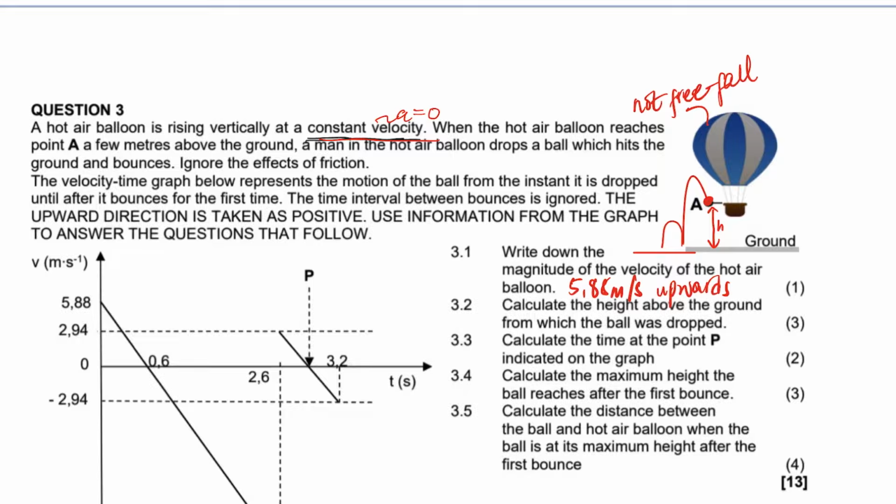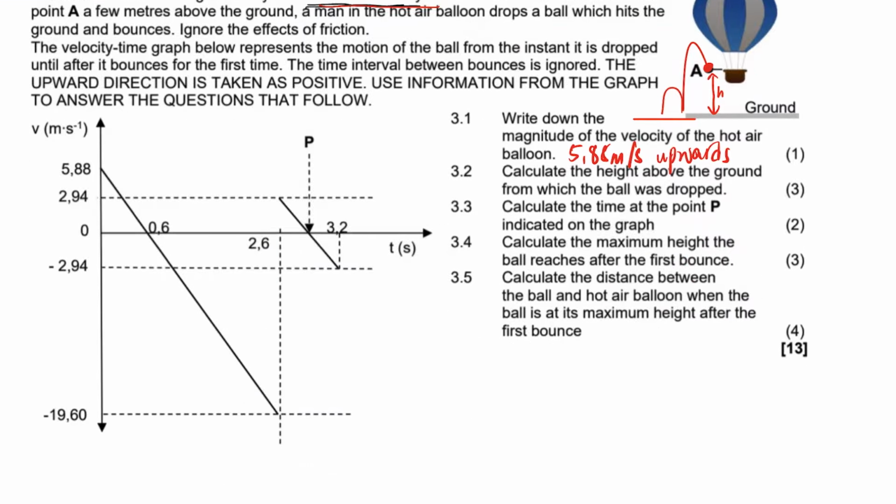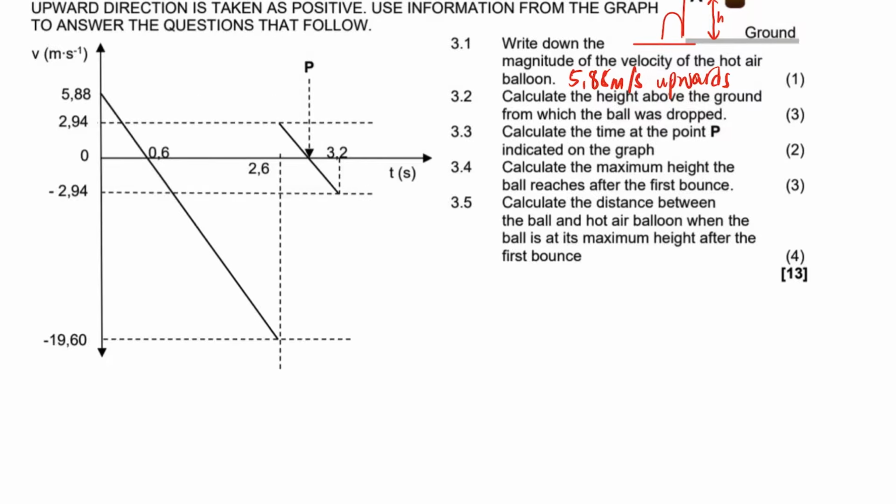So what do we have? The entire journey from there till the ground took 2.6 seconds. What do we have? We have an initial velocity of 5.88 meters per second, and the final velocity when it reaches the ground. Guys, remember, graphically it's thrown, reaches the maximum point, and then goes straight to the ground. So this final velocity is negative 19.6 meters per second.